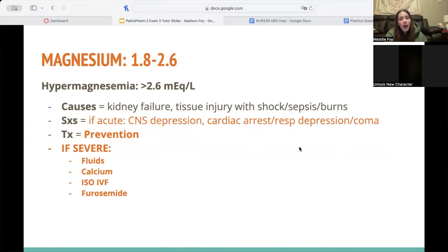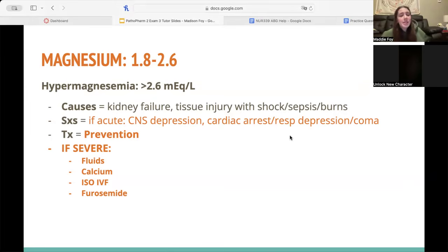Hypermagnesemia, so now we're talking about high magnesium. This can be caused by kidney failure. Again, your kidney's not excreting what it needs to. Tissue injury, especially with shock, sepsis, and burns. If this hypermagnesemia is acute, you can have pretty severe CNS depression, cardiac respiratory depression, and coma. So severe acute hypermagnesemia can be very, very dangerous.